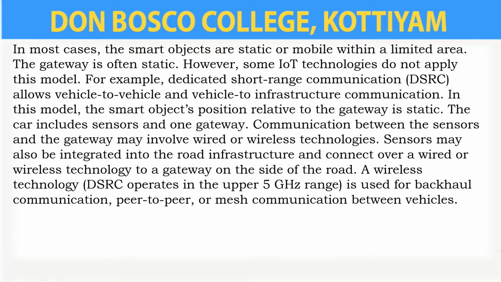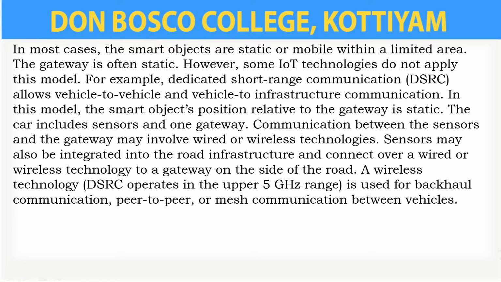So for communication, in most cases the smart objects are static or mobile within a limited area. So the gateway is often static. However, some of these IoT technologies do not apply this model. For example, dedicated short-range communication, that is DSRC, allows vehicle-to-vehicle and vehicle-to-infrastructure communication.